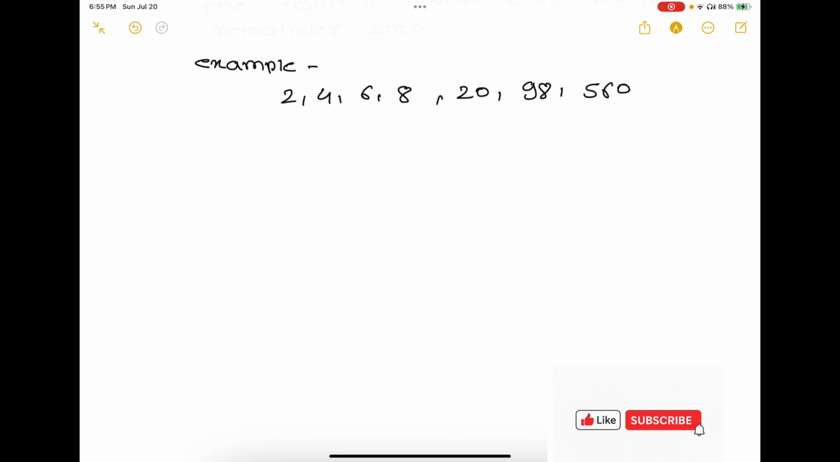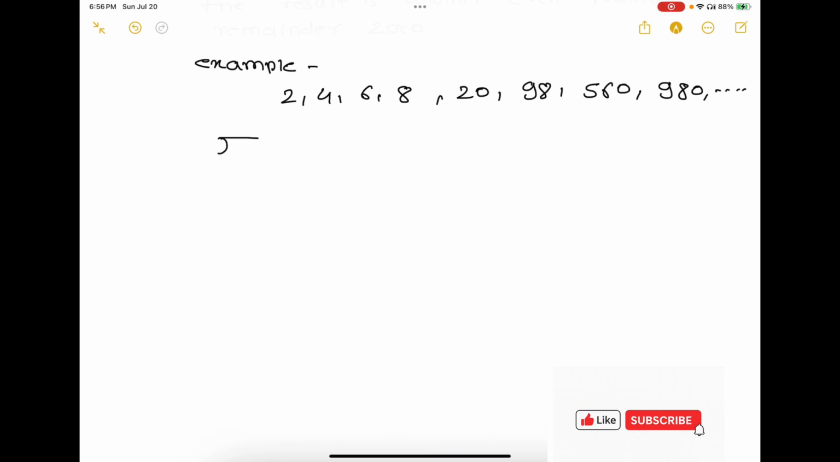Okay, so example, examples of even numbers: 2, 4, 6, 8, 20, 98, 560, 980 and so on. These all are the examples of even numbers. So let's try to learn this even number practically. We said, right, even number is a whole number that is divisible by 2 and leaving no remainder. Okay, so let's try to do this part.